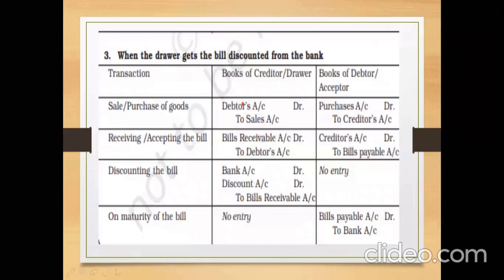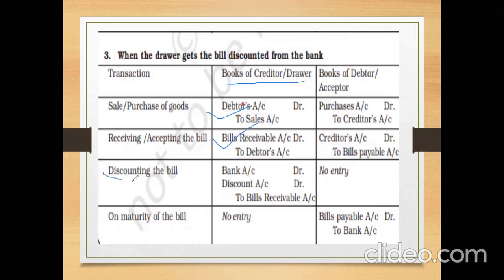Now, next is when the drawer gets the bill discounted from the bank. He is in a hurry, and before the date of maturity, when he wants the money, he will discount the bill with the bank. So in the books of drawer, when there is a credit sale, debtor's account is debited to sales account. On the drawee accepting the bill, that is, the drawer receiving the bill, bills receivable account is debited to debtor.